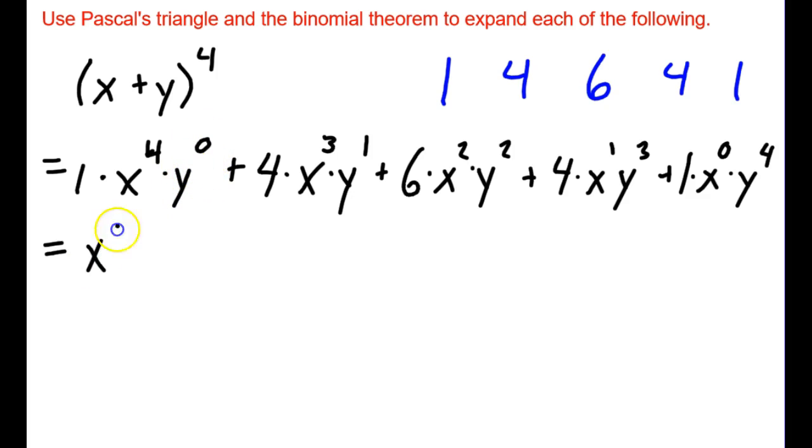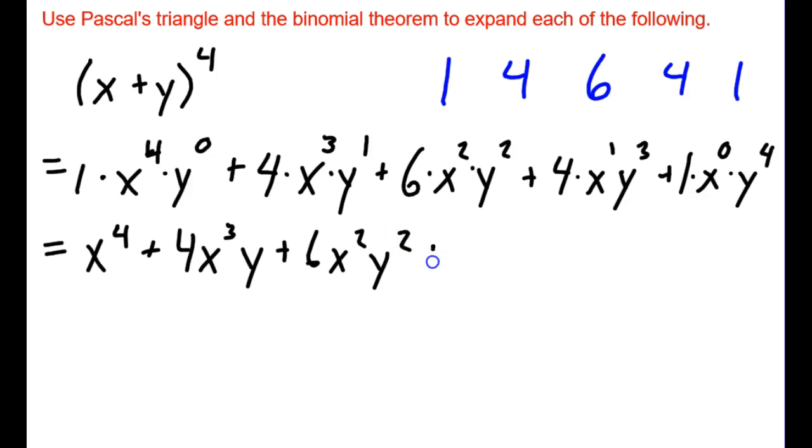So our first term is x to the fourth, plus 4x cubed y, plus 6x squared y squared, plus 4xy cubed, and then plus y to the fourth. That's how to use Pascal's triangle and the binomial theorem to expand a binomial.